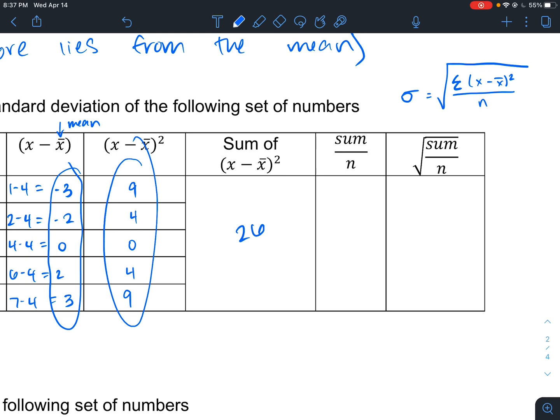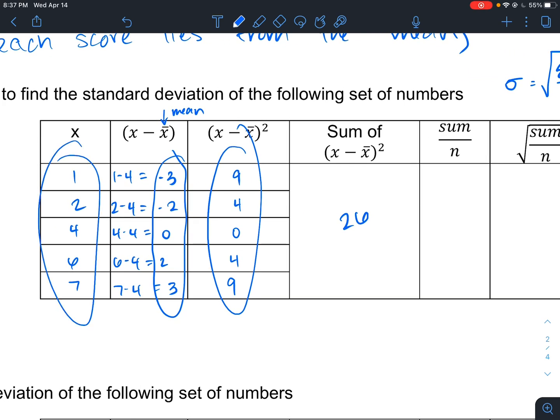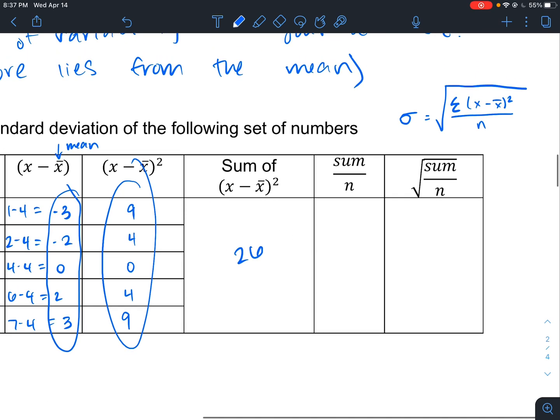Okay, and then we take that sum and we divide it by n. So n is the number of values that we had, which was 5. So 26 divided by 5. Okay, 26 divided by 5. It's about 5.2. And then take the square root of that. So square root of 5.2.